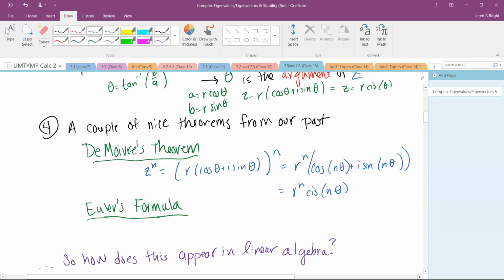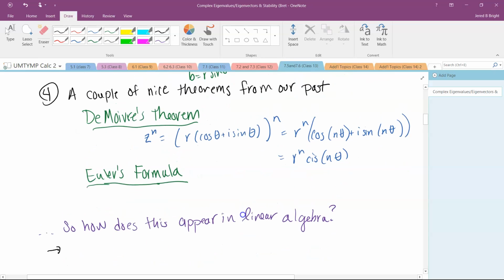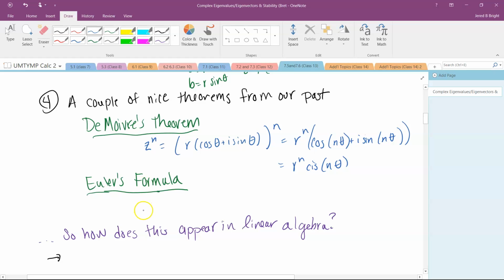And the last theorem, which you've likely seen before, is e to the i theta. We might know that e to the i pi is minus 1, and that is a result of Euler's formula: e to the i theta is equal to cosine theta plus i sine theta, which is used in de Moivre's. So this is also cis of theta.